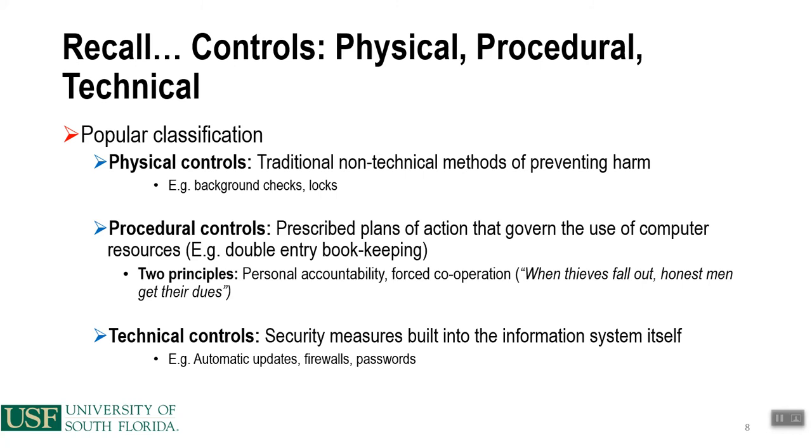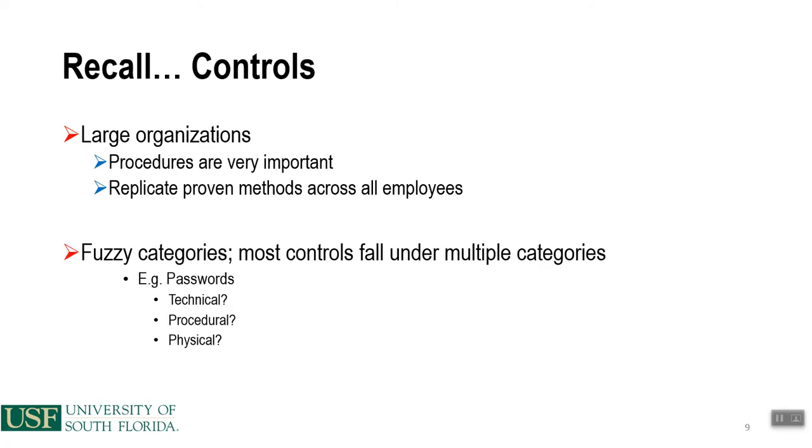Remember that there's different types of controls as well. There's physical controls, procedural controls, technical controls, and so on and so forth. Now, the key thing here is that within large organizations, procedures are very important, and also controls are very fuzzy categories. Most controls fall under multiple categories.